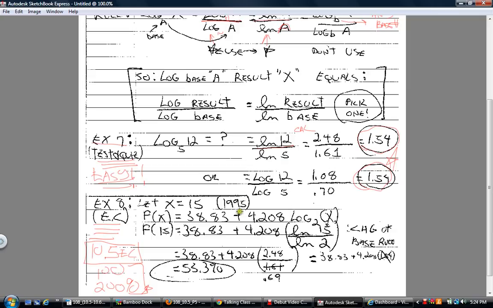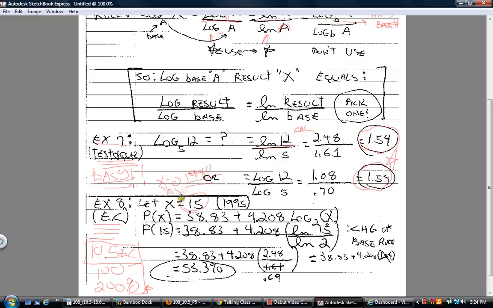What here in my problem was they want you to find it in 1995, which corresponded to x's years, and it was 15 years from 1980. When x equals 0, that was 1980.